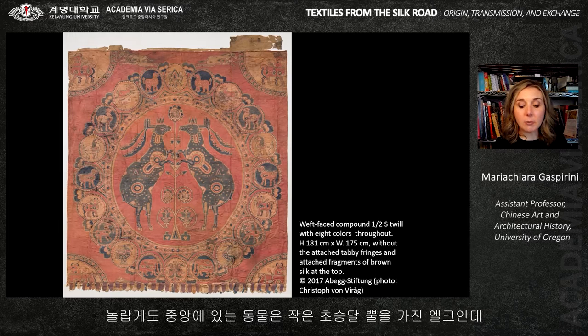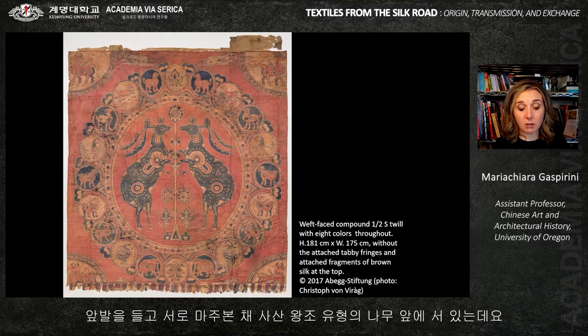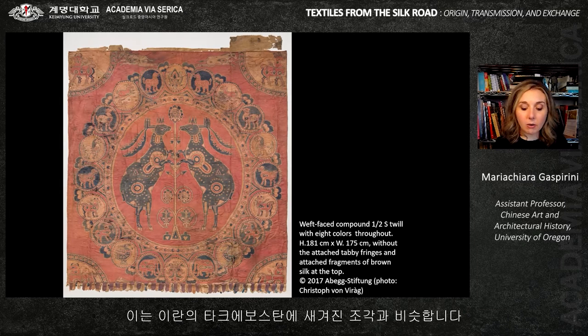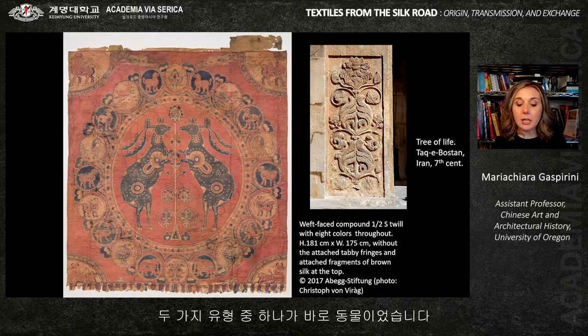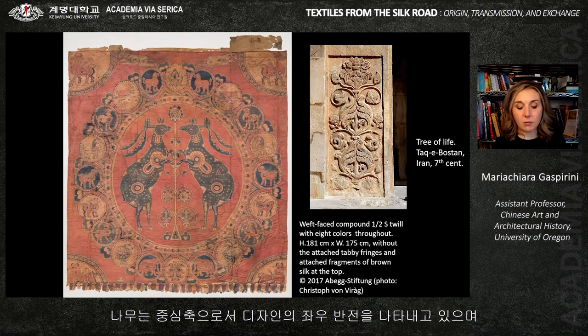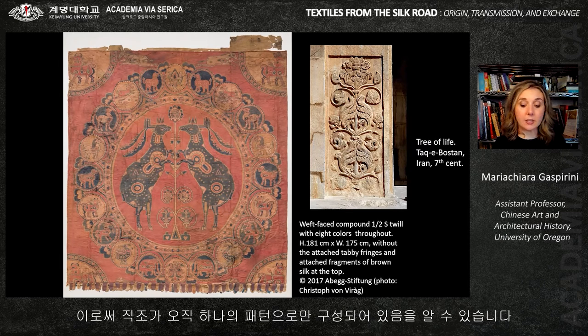Surprisingly, the central animals were two mirrored elks with antlers made of small crescents, standing on their rear feet in front of a Sasanian-style tree of life, like the type that we see in Taq-e Bostan in Iran. The animal was one of the two types I had selected as a central mirror motif for my reconstruction, though. The tree, like a central axis, divides the composition into two mirror parts and suggests that the loom's width comprises only one pattern.